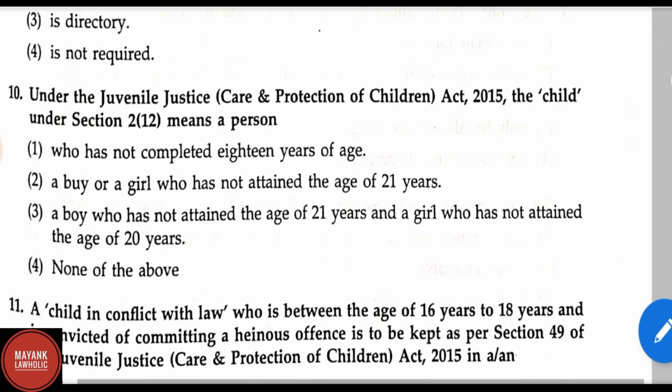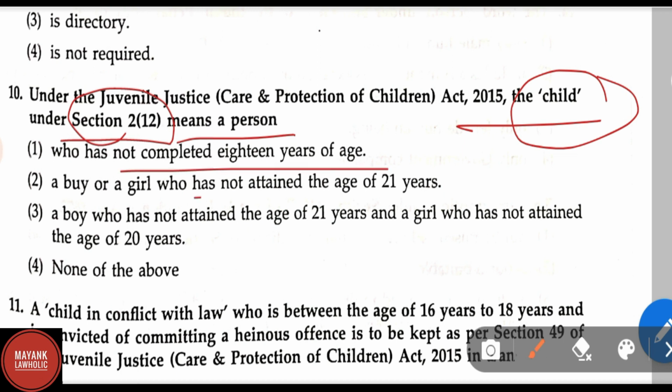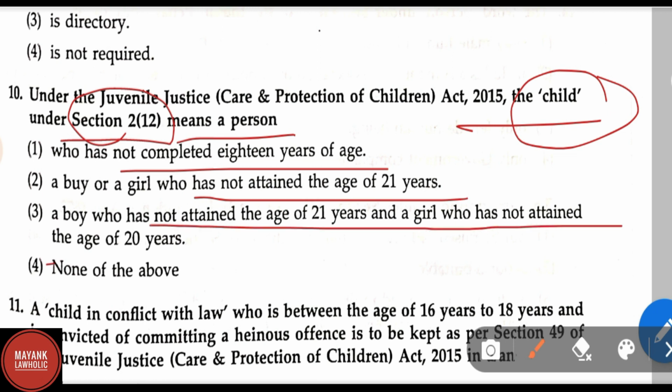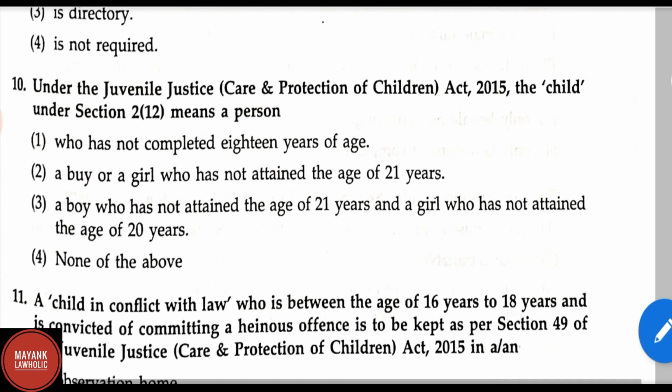Under the Juvenile Justice Care and Protection Act 2015, the child under Section 2 clause 12 means: a person who has not completed 18 years of age; a boy or a girl who has not attained the age of 21 years; a boy who has not attained the age of 21 years and a girl who has not attained the age of 20 years; or none of the above. The correct answer is option 1, who has not completed the age of 18 years, below 18 years. This we have also discussed in the definition of child in the POCSO Act.